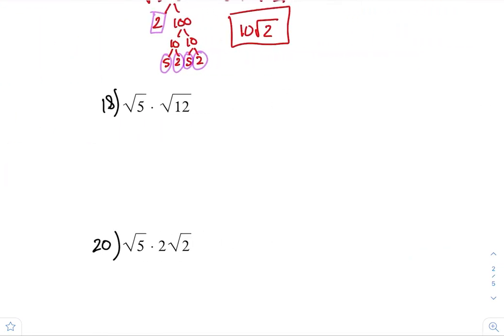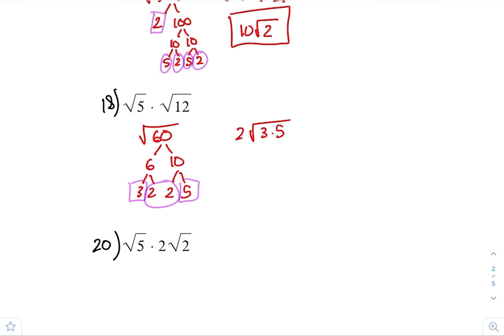18, square root of 5 times square root of 12. So they're both on the inside, so square root of 60. Factor, 6 and 10. Factors of 6, 3 and 2. Factors of 10, 2 and 5. We found a pair of 2s, and leftover of a 3 and a leftover of 5. So square root of 3 times 5 are the leftovers. And we found a pair of 2s. 2 square root of 15.